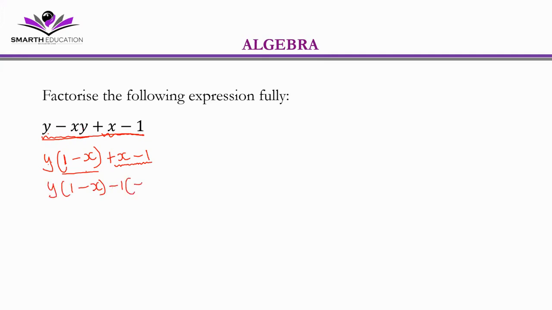Then it becomes negative x plus 1, which is just the same as y, 1 minus x, then negative 1, then 1 minus x. Now we have a common bracket, which is 1 minus x. We factor it out. So 1 minus x, y times 1 minus x divided by 1 minus x, you remain with y. And then negative 1 times 1 minus x divided by 1 minus x, you remain with negative 1.